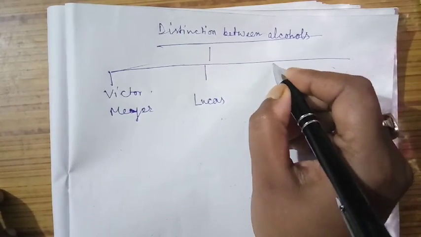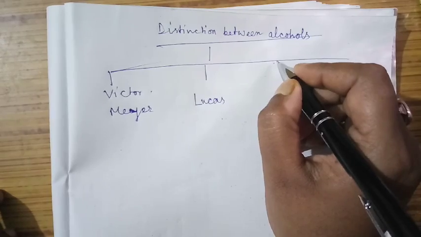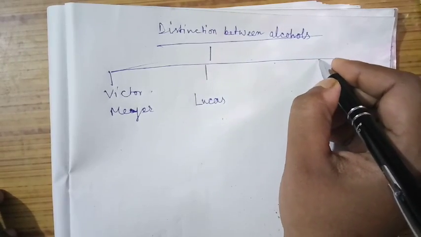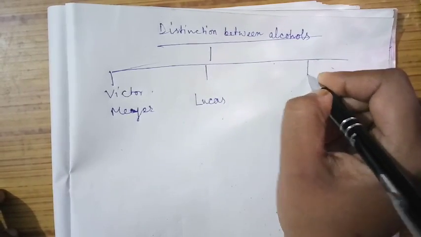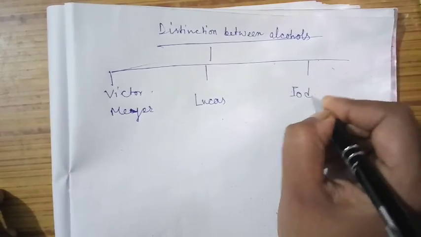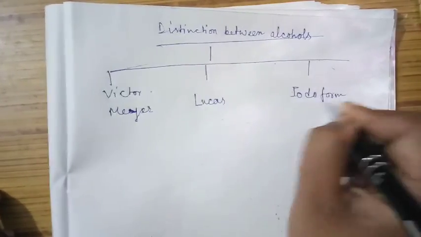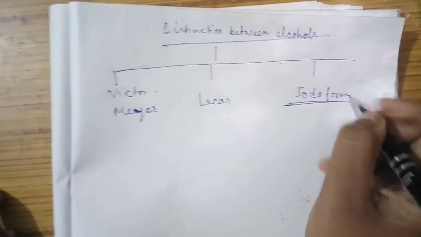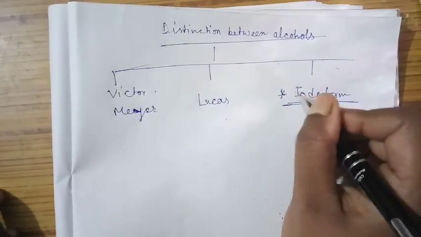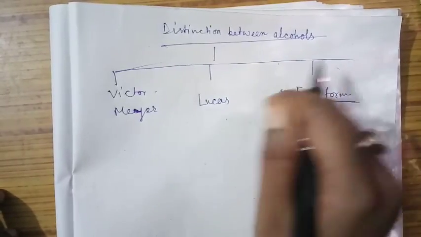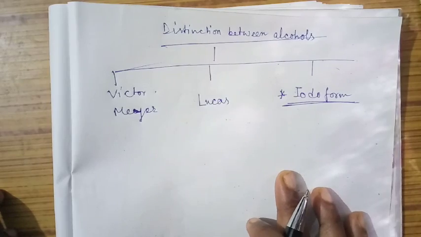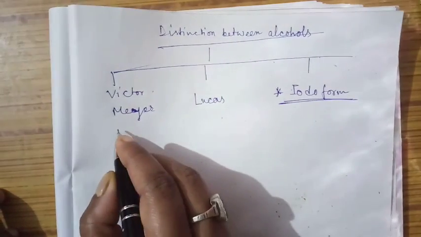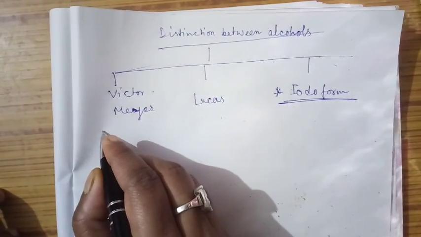Okay, Lucas reagent, and another one is the iodoform test. Iodoform test, very important test. Iodoform test generally we will use to distinguish so many compounds. I'll tell you. So first of all, the Victor Meyer test. What are the reagents we will add for the Victor Meyer test?